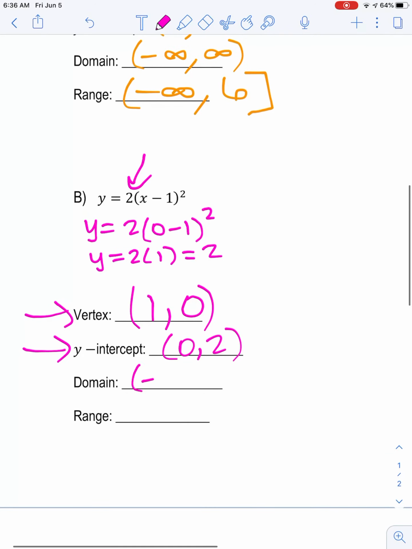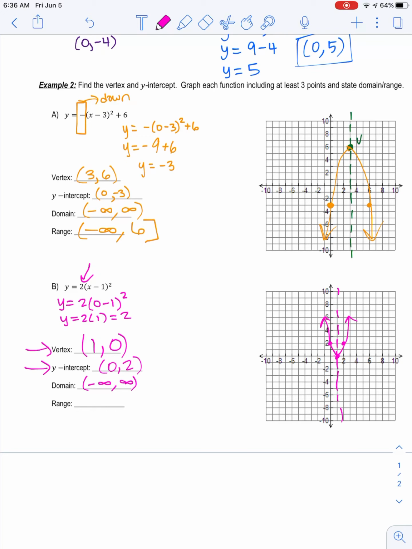All right, so for domain, like I said, it's always negative infinity to infinity. Left to right, there's arrows. Now the range, this one's opening upwards. So look at the vertex. That y value is a 0. That goes in a bracket, and this is then going up to infinity. So lowest to highest, we start at the vertex and then go up to infinity. The arrows are pointing up, so there's our range.